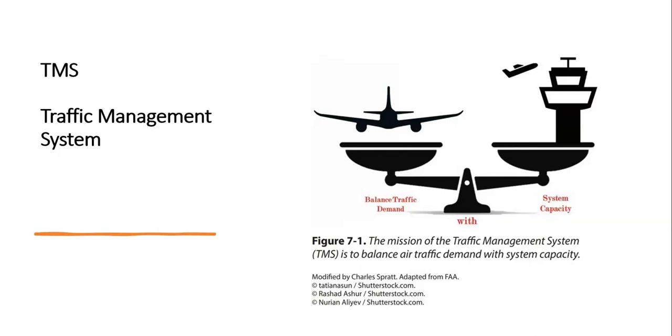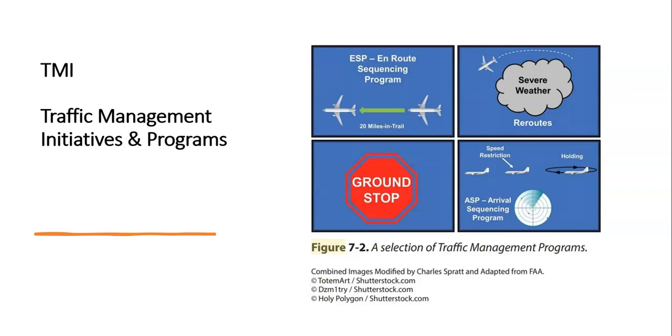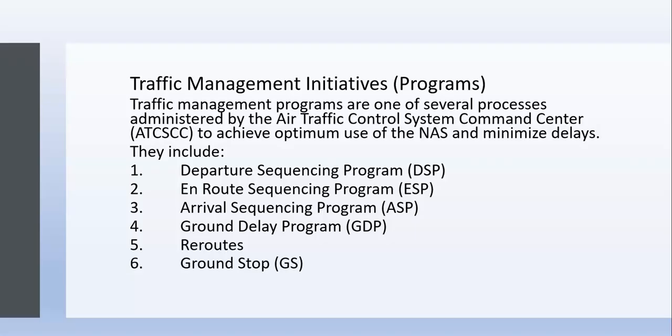Now, the mission of the organization that's known as the Traffic Management System is to balance air traffic demand and system capacity. So the Traffic Management System is tasked with making sure that the system works efficiently. Here are examples of 4 traffic management programs: the en route sequencing program, severe weather program, ground stop program, and also the arrival sequencing program. These are all programs designed to help increase efficiency of the air traffic management system. So again, their mission is to increase the efficiency of the air traffic control system, and they do that through various programs.